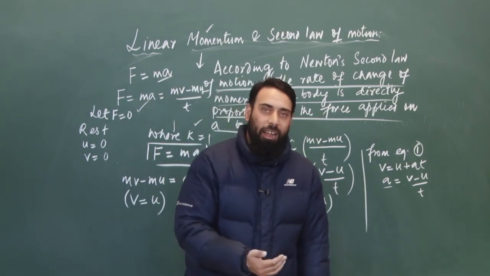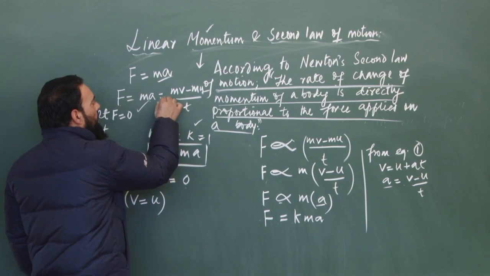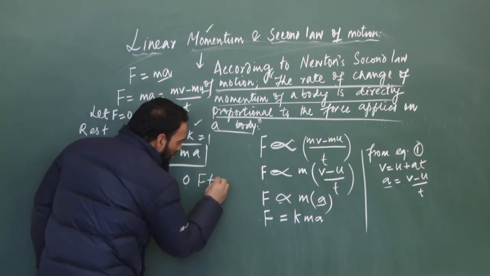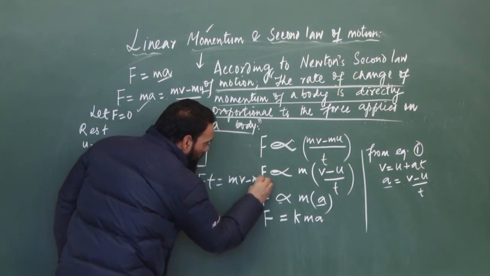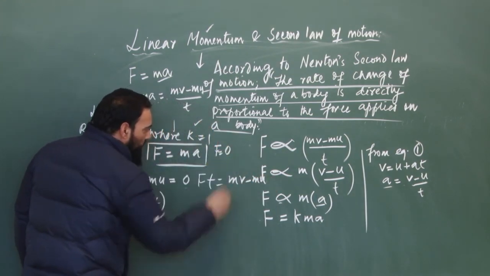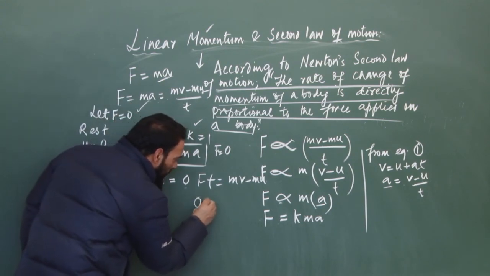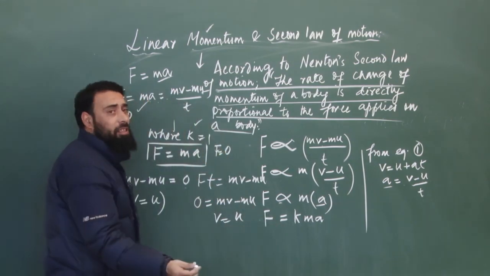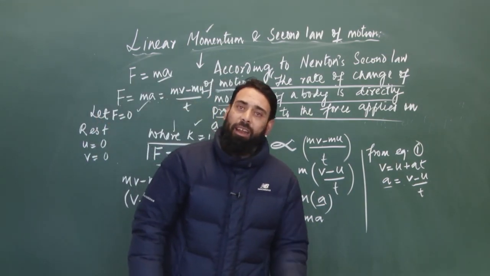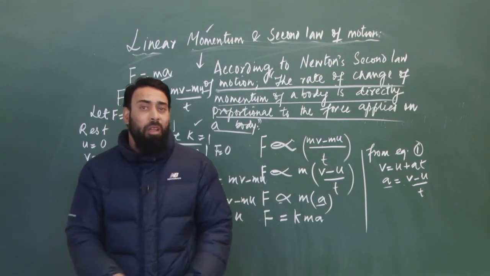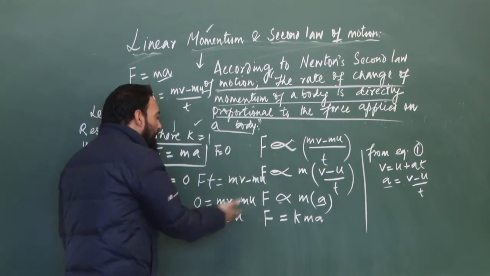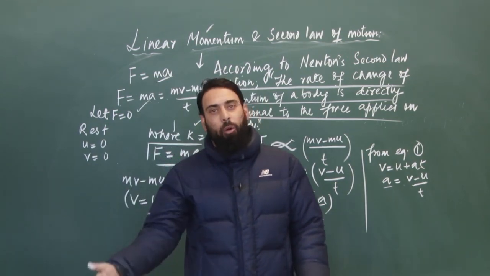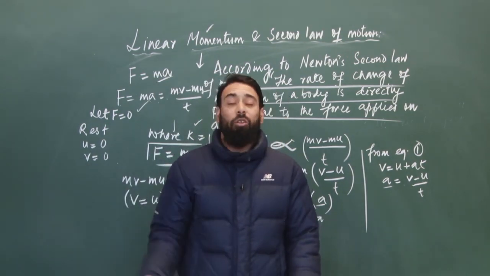And if we see the second law, F is equal to ma, that is equal to mv minus mu divided by t. Here we can find that Ft is equal to mv minus mu. If F tends to 0, then 0 is equal to mv minus mu. So v is equal to u, only in the case where a body is at rest or moving with a uniform motion. So it is clear that until you apply a force on a body, a body at rest, or a body moving with a uniform speed, will continue its state.